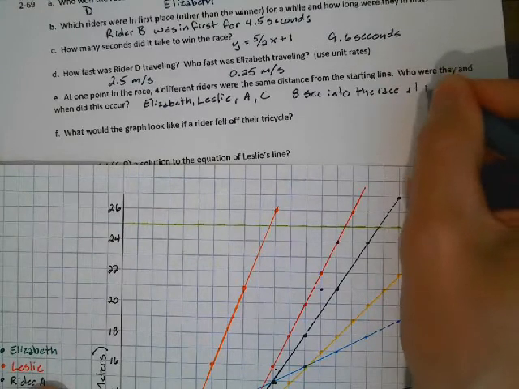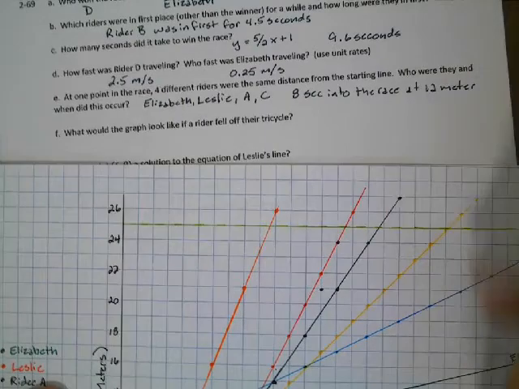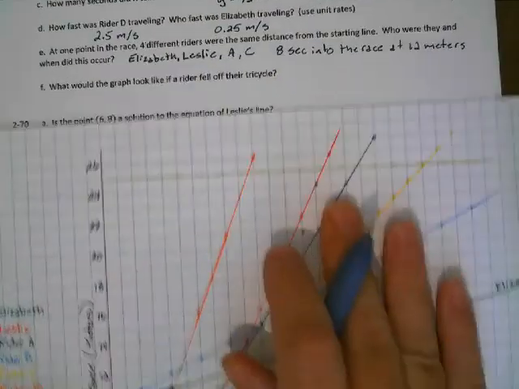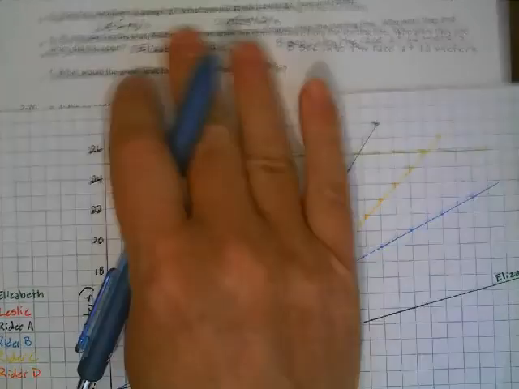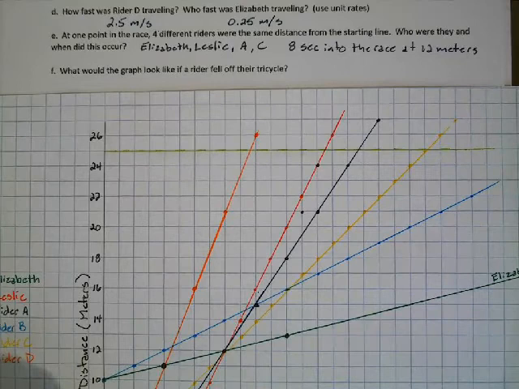At 12 meters. So there was a big tie going on there between 4 different people. All right, so what would the graph look like if somebody had fallen off of their tricycle? Well, if they're falling off their tricycle, they're not gaining any more meters, right?